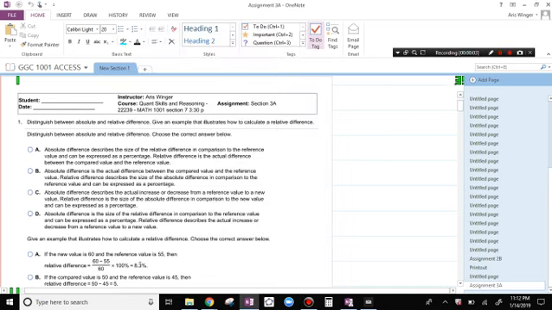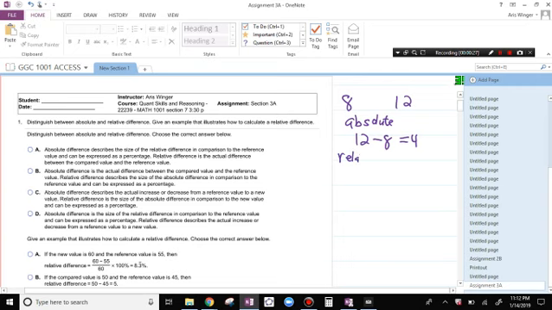Okay, we are working on differences, absolute and relative difference. So the absolute difference, here's an example. If I'm going from, let's say, 8 to 12, right, then the absolute difference is just subtracting them. 12 minus 8, and that would be 4.